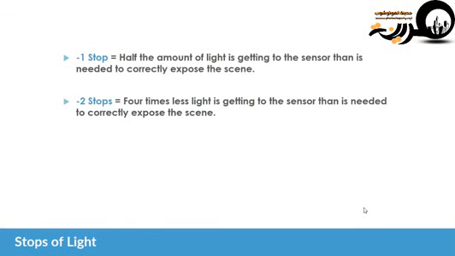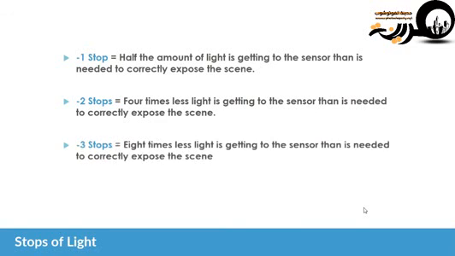-2 stops is 4 times less light coming in to correctly expose the scene. And then again, -3 is 8 times less light coming in to expose the scene correctly. And again, you can imagine at -3 stops just how dark the exposure is going to be. So if you see your camera's light meter at -2, you know that you're going to have to change the exposure and let 4 times more light in to get the meter back to 0.